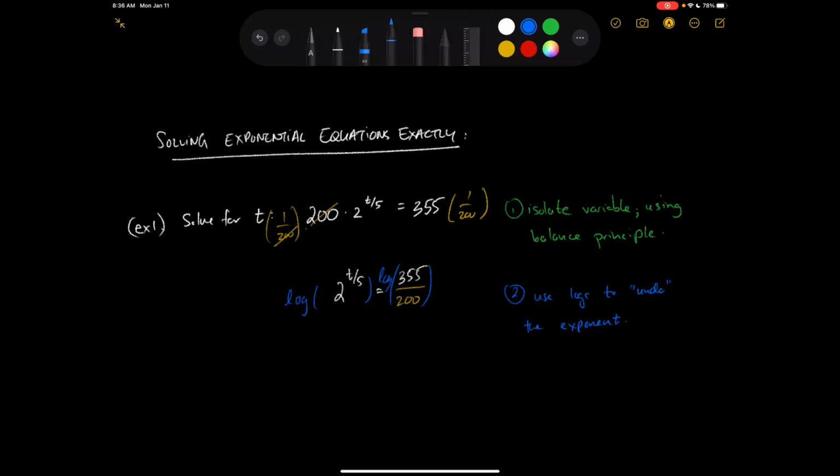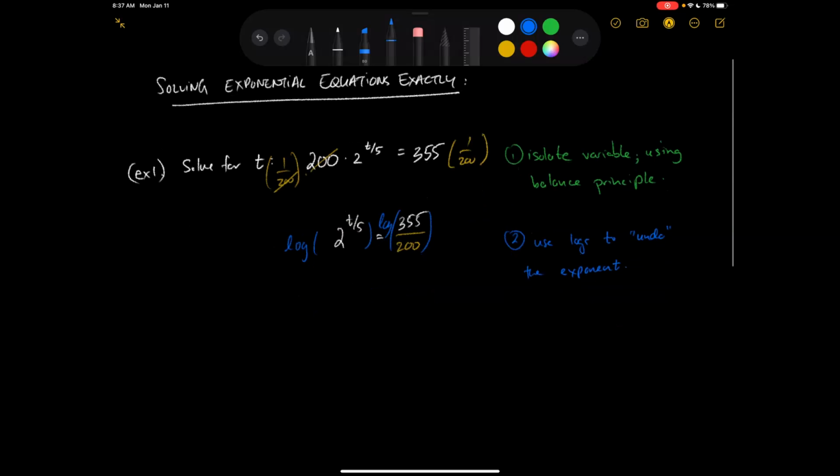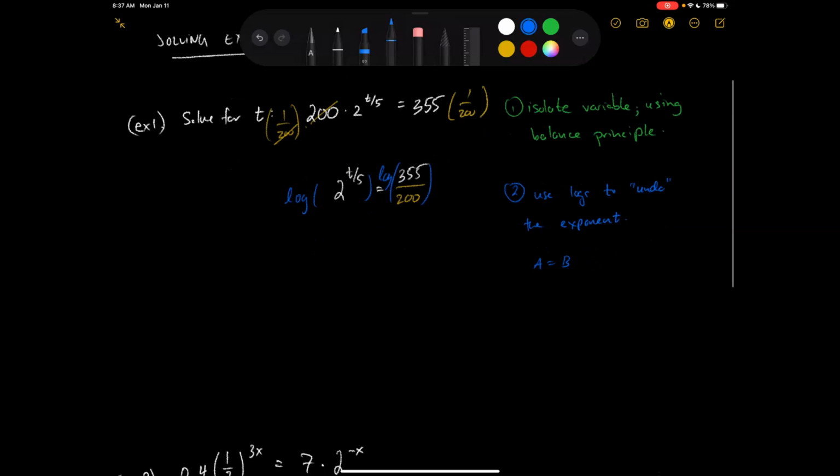If one side equals the other, then the log of one side equals the other. This is the kind of logic we're using here, right? If a equals b, I'm saying these two things are equal, then that means that if I take the log of a, that has to be equal to the log of b because a is the same as b. So this is a logical argument that we're using there.